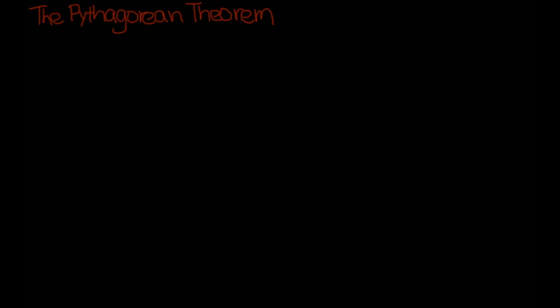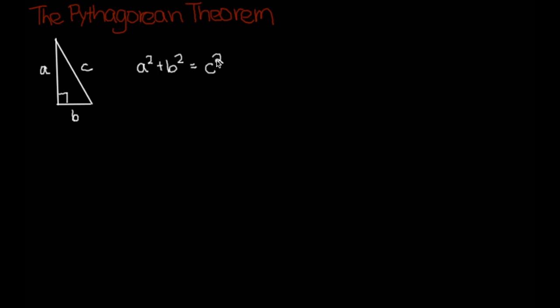The Pythagorean theorem states that if we have a right triangle, that is a triangle with a 90-degree angle, and we call one of the legs A, the other leg B, and the hypotenuse C, then the sum of the squares of the two shorter sides, or the two legs, in this case A squared plus B squared, equals the square of the hypotenuse, C squared.